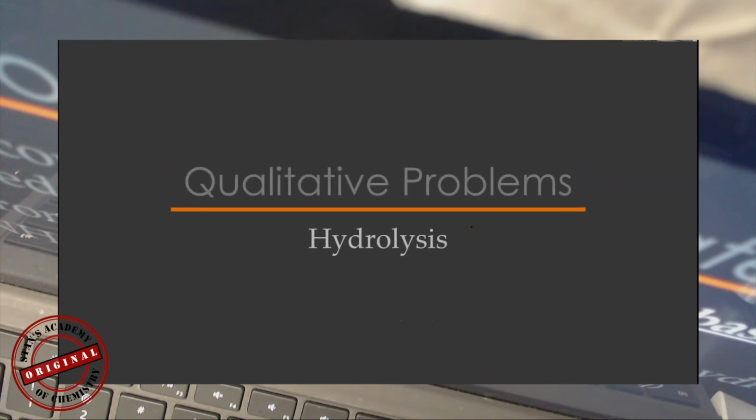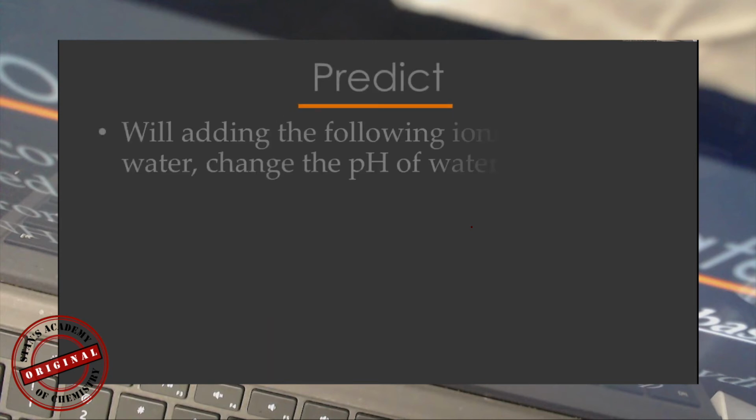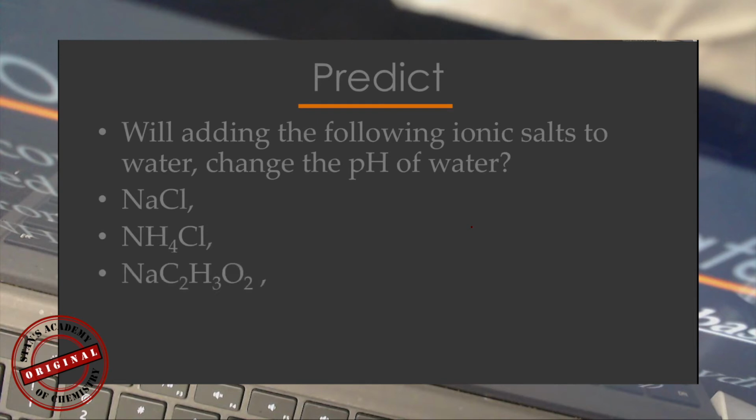So this is the question that I asked in the beginning, a qualitative problem, explaining whether the solution will have an increased pH or a decreased pH. I'm rewriting it here. Will adding the following ionic salts to water change the pH of water? NaCl, NH4Cl, NaC2H3O2, and NH4C2H3O2.